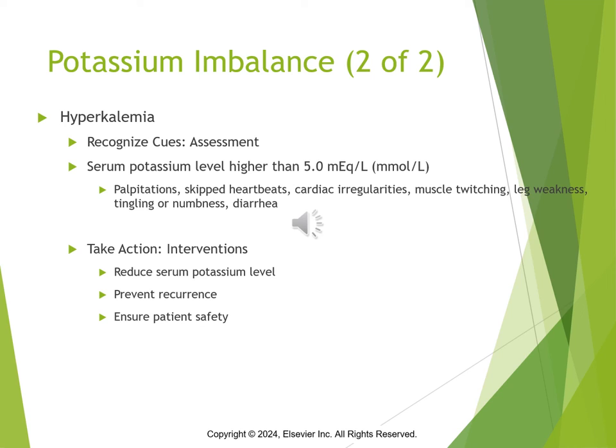What are we going to see in our assessment? This is our recognizing cues portion. So we're going to see muscle twitching, leg weakness, unusual tingling, numbness in the hands, feet, or face. Usually that extends from your hands and feet, and then it kind of circles in around the face as hyperkalemia worsens. Muscle weakness is also common as it begins to rise.